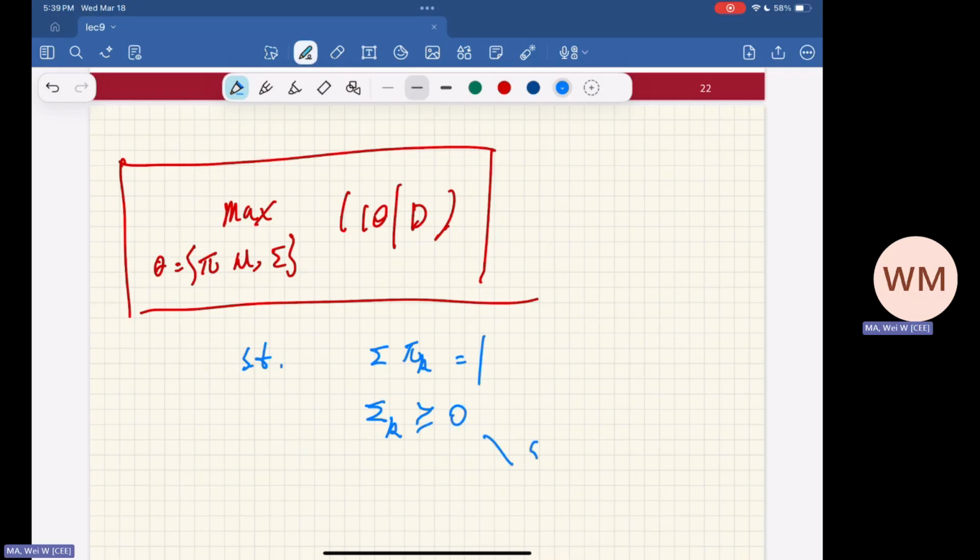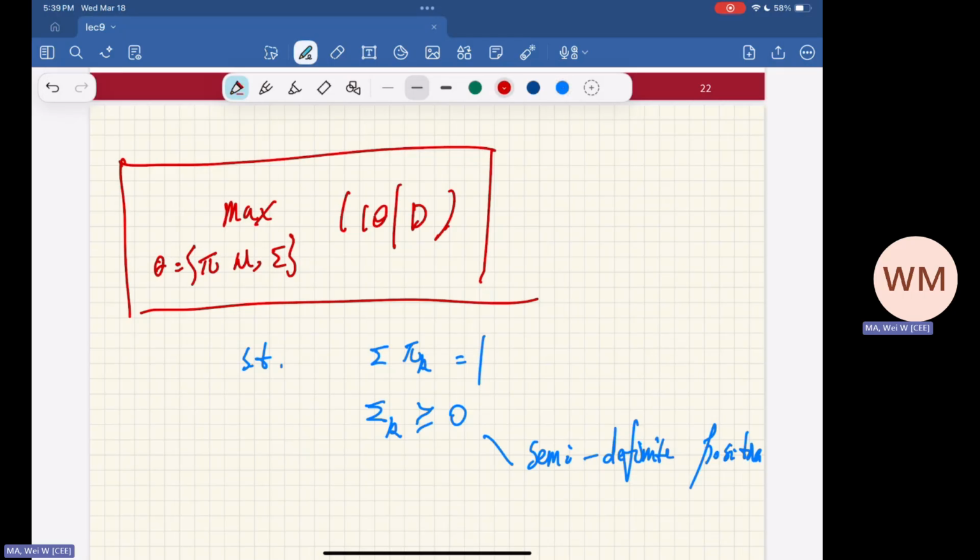Do you know this? Positive semi-definite. Basically, sigma k is a covariance matrix, right? A covariance matrix has to be positive semi-definite. Positive semi-definite means that its eigenvalues should be non-negative. So this is a requirement for the normal distribution. Your covariance matrix should be positive semi-definite.